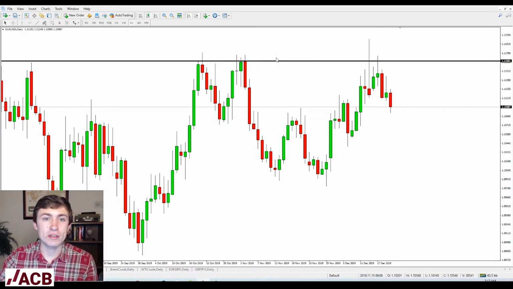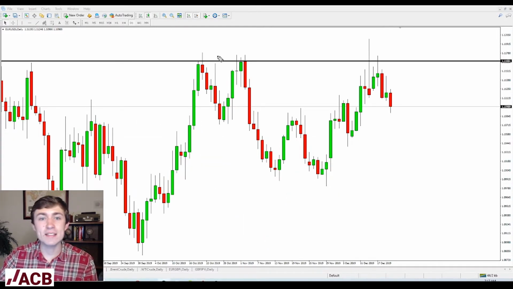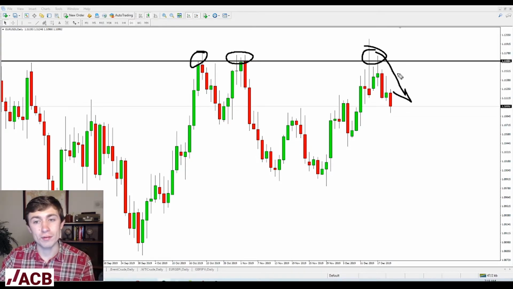respect the area that we've recently been talking about, which is this multiple top here. You can see that price has been respecting this area as a resistance for quite some time and actually is starting to show some further bearishness off of that rejection.